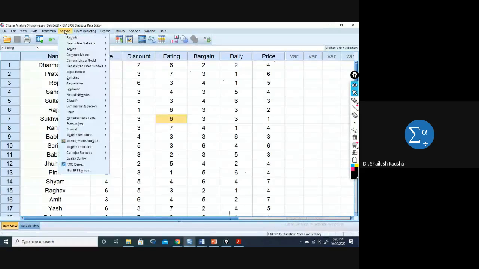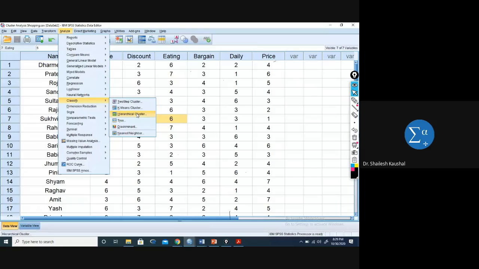So analyze and then classify. First hierarchical. Okay, this is the root. You can see again, analyze, classify, hierarchical cluster. There are two types of clustering: one is hierarchical and the second is non-hierarchical. Non-hierarchical means K-means cluster. So first of all we perform hierarchical clustering, and then K-means clustering, and then we interpret our result.